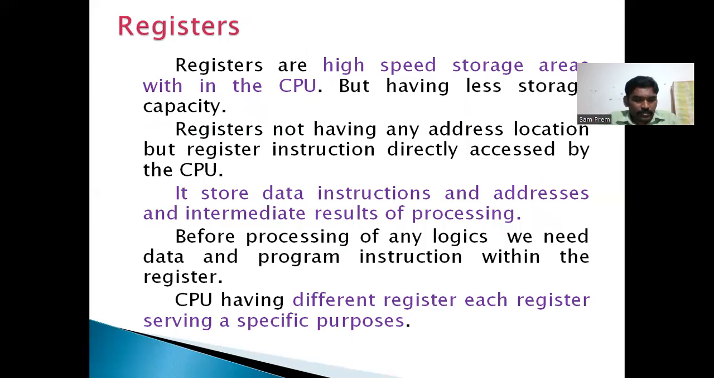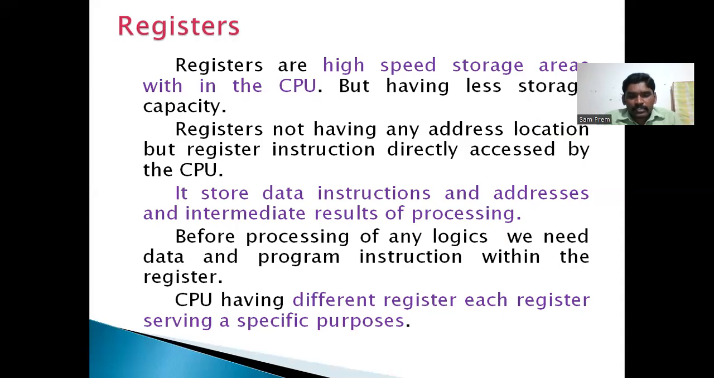The data is stored in the processor itself, but it has less storage capacity. Registers do not have any address locations, but register instructions are directly accessed by the CPU. They store data, instructions, addresses, and intermediate results of processing. So before processing any logic, we need the data and program instructions within the register.